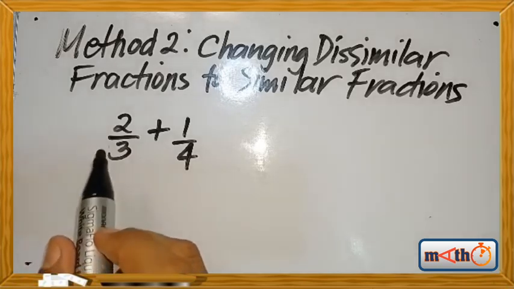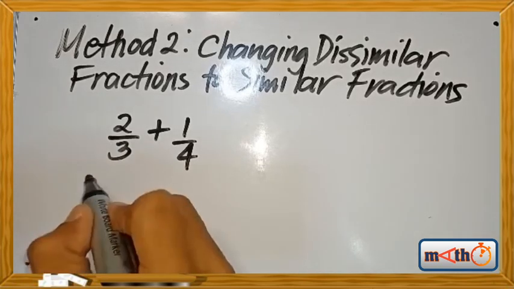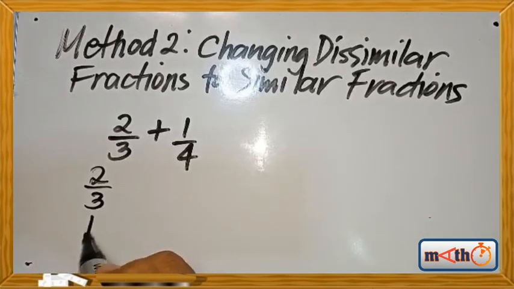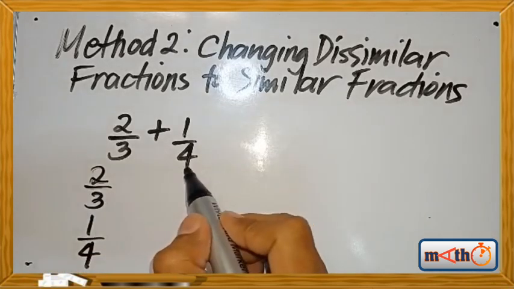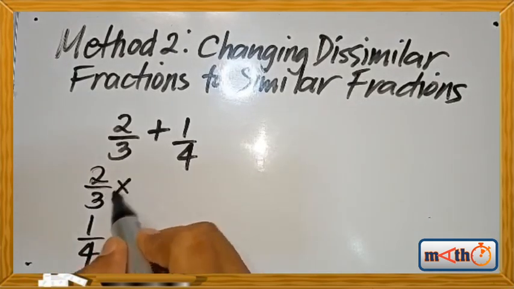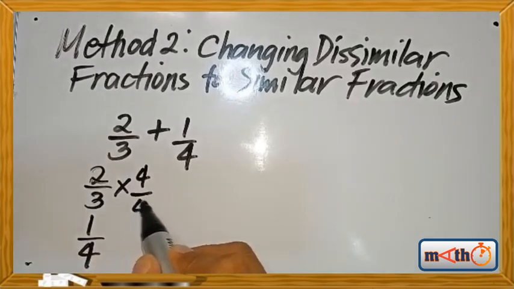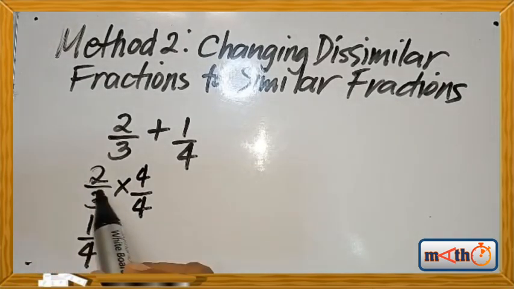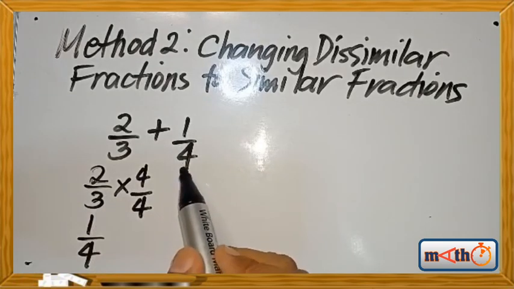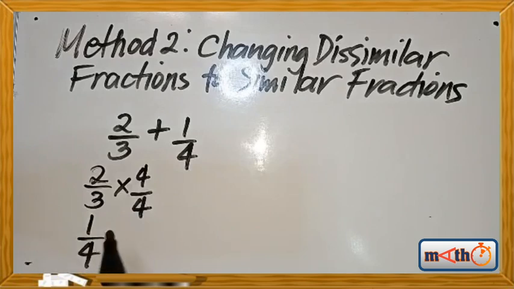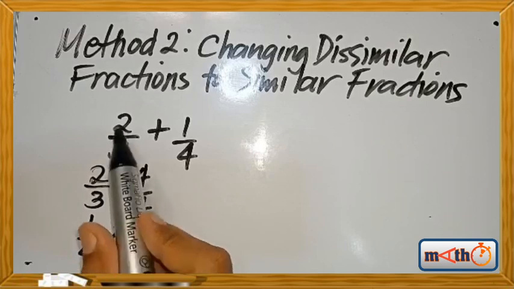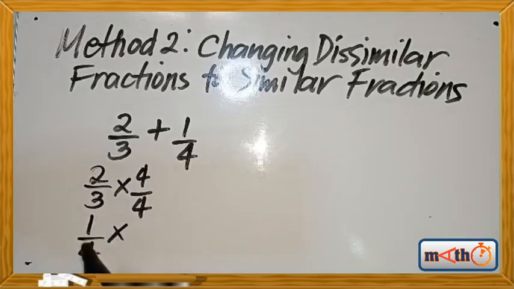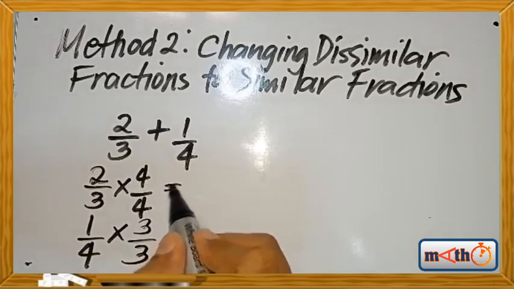So let us first rewrite 2/3 and 1/4 in this way. So 2/3 and then 1/4. Okay? Now 2/3 must be multiplied by the denominator of 1/4, both numerator and then denominator. Again, we multiply 2/3 by the denominator of 1/4, which is 4. Okay? The next is to multiply 1/4 by the denominator of 2/3, and that is 3. So you need to multiply both numerator and denominator by 3. Okay? And then get the product.